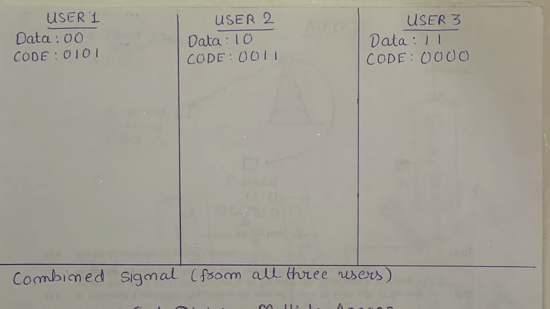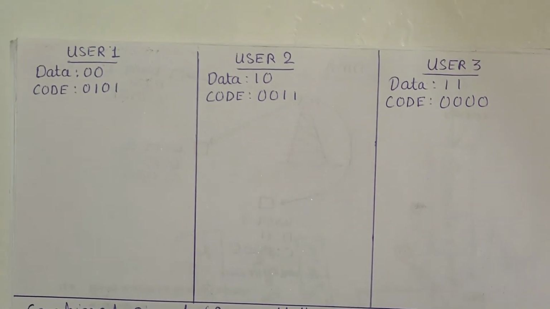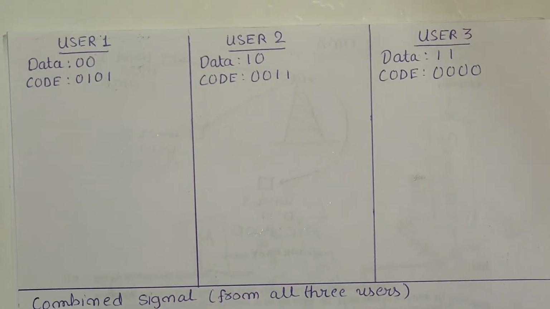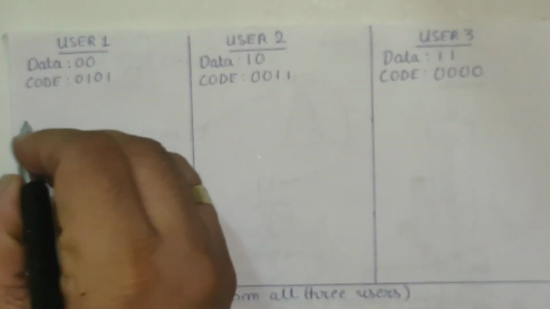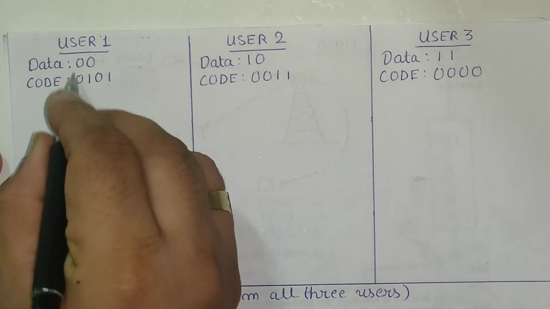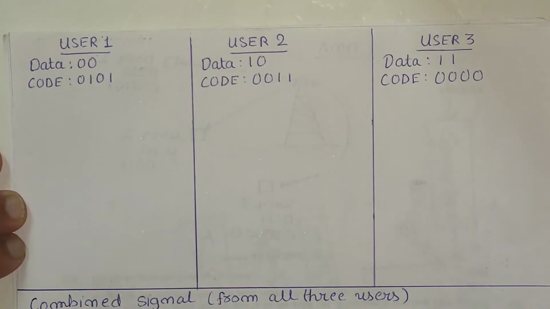So this is how my system would look like, as we have already discussed that we are going to have 3 different users, right? So let me just start the things very easily, right? So this is my data for user 1, 00, and the code word is 0101 now. So this is going to be the spreading code. Fine. So let me simply apply the XOR operation between these 2 data bits and the code word bits.